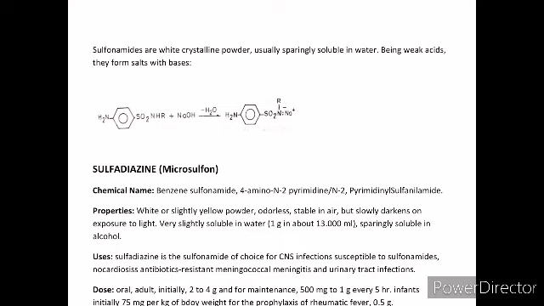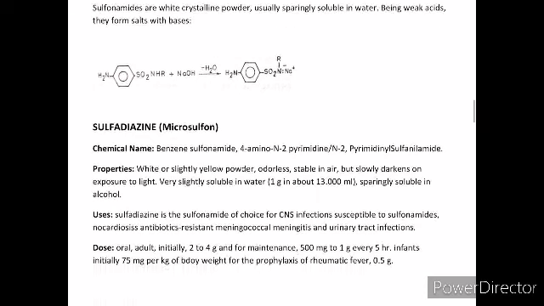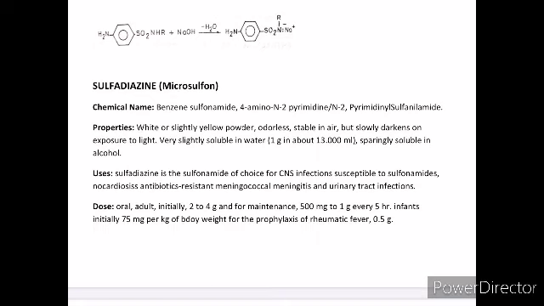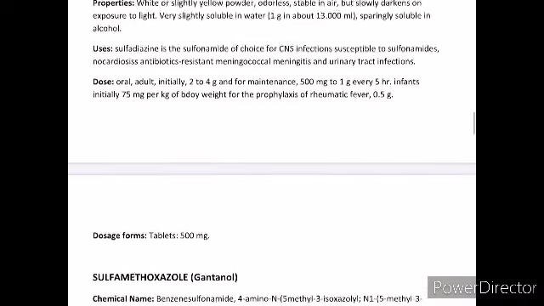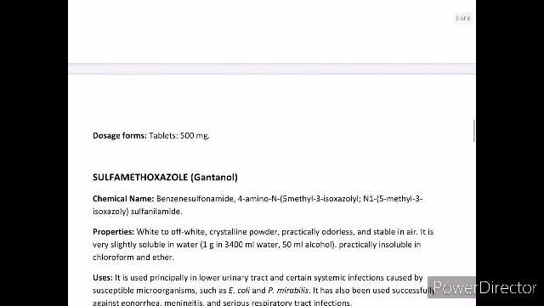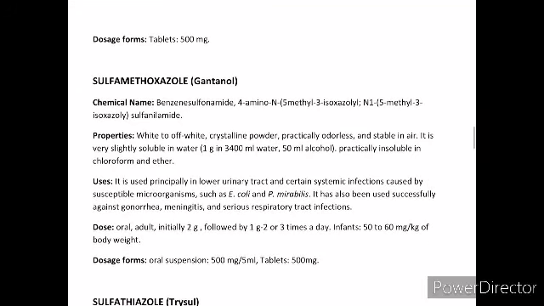Sulfadiazine is a white yellow powder, odorless, stable in air but slowly darkens on exposure to air. And the use: sulfadiazine is a sulfonamide of choice for CNS infections susceptible to sulfonamides, nocardiasis, antibiotic resistant meningococcal infection, and urinary tract infections. The oral adult dose is initially 2 to 4 grams, then for maintenance 500 milligram every 5 hours. And for prophylaxis of rheumatic fever, tablet 500 milligram is the dosage form.